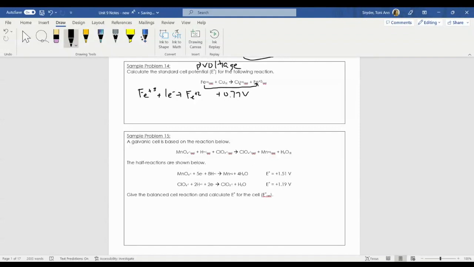Let's look up copper to copper +2. Now, in this case, copper is getting oxidized. So I will need to find the reduction of copper +2 on this green paper. So copper +2 getting oxidized to just regular copper with an oxidation of 0.